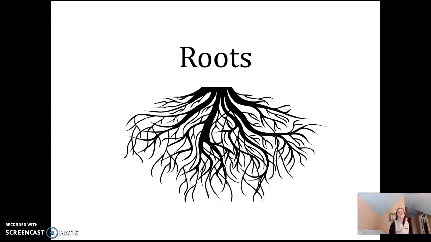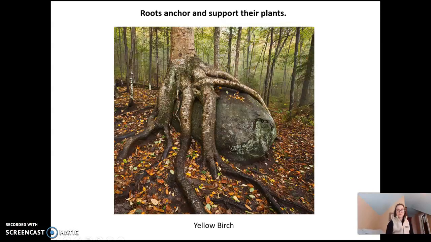So we left off talking about tissues, and now we are looking at different parts of the plant body. Roots' main function is to anchor and support the plants. This is a cool scene that you often see on trails or in the forests around New England, where a big rock, maybe a glacial erratic rock, has been surrounded by roots.